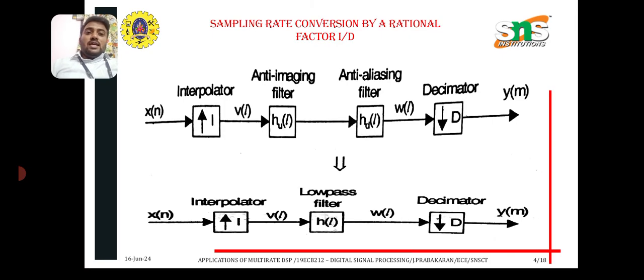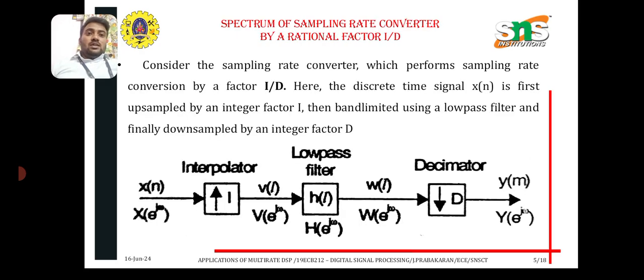Here you can see x of n, interpolator, anti-imaging filter and anti-aliasing filter, which is used to rectify the noise, and decimator, and finally we get y of m. Consider the sampling rate converter which performs sampling rate conversion by a factor I by D. Here the discrete time signal x of n is first upsampled by an integer factor I, then band limited using a low pass filter, and finally downsampled by an integer factor D.